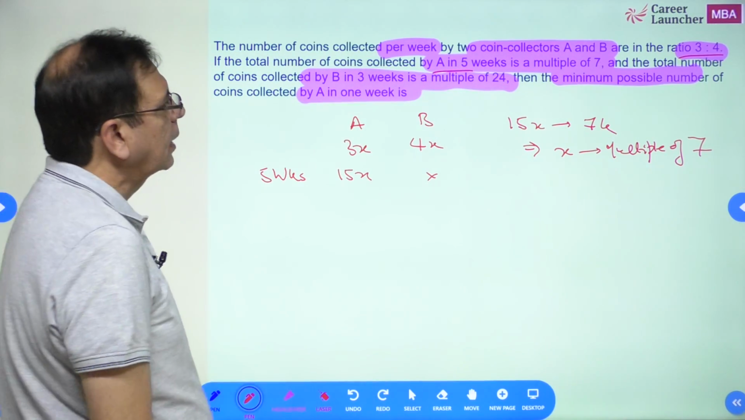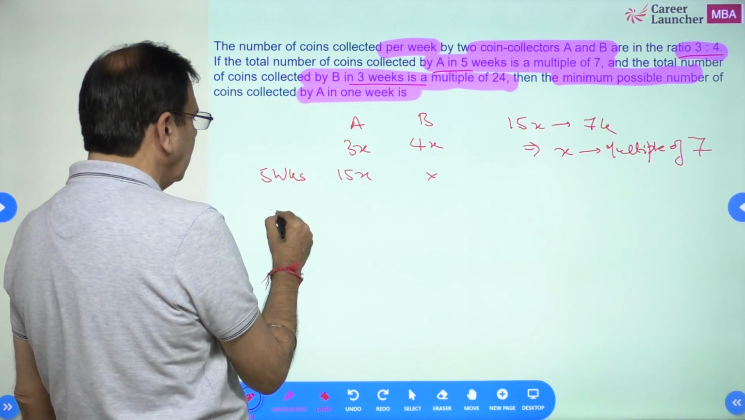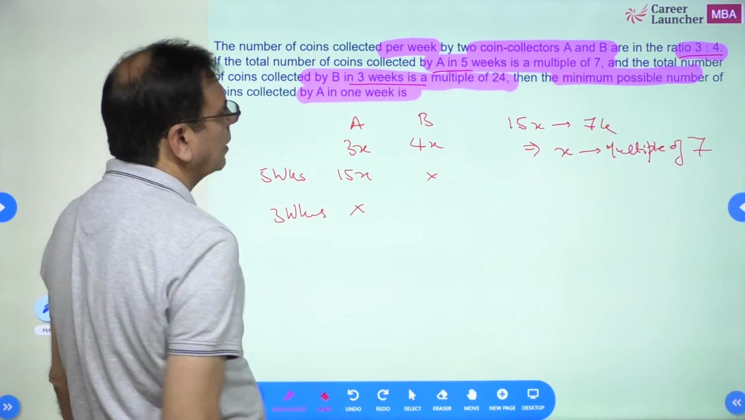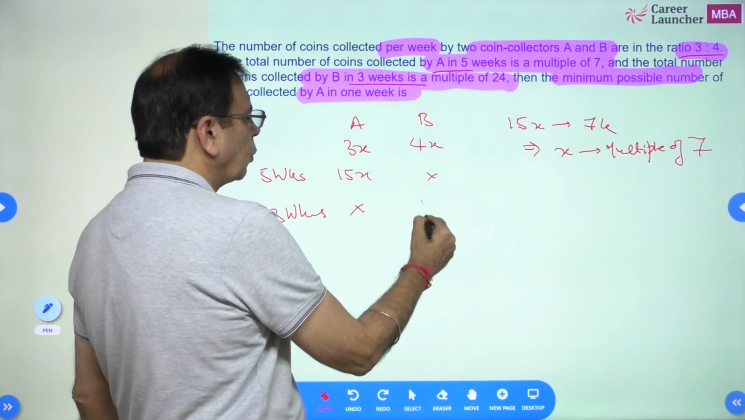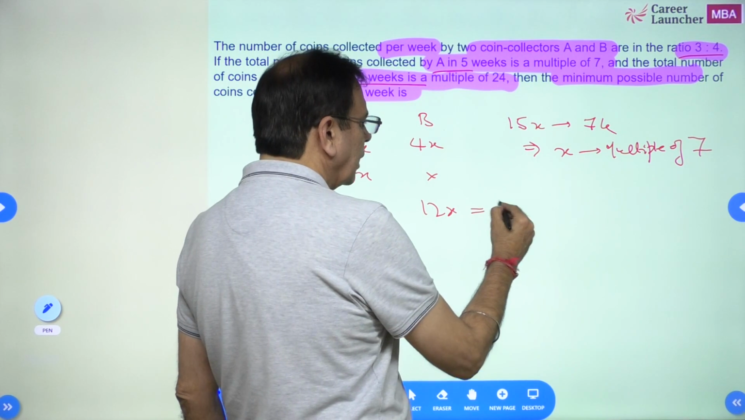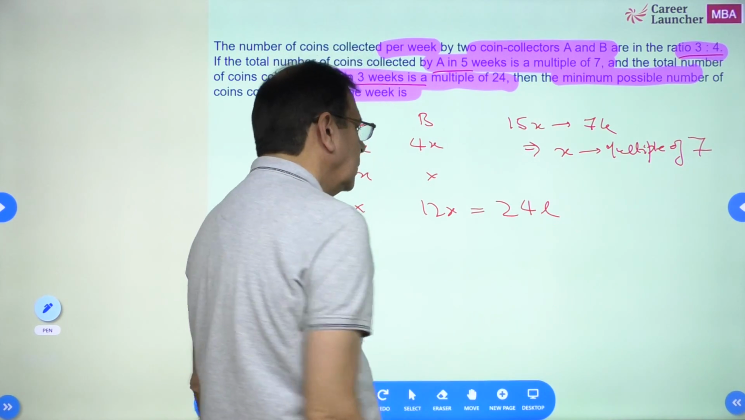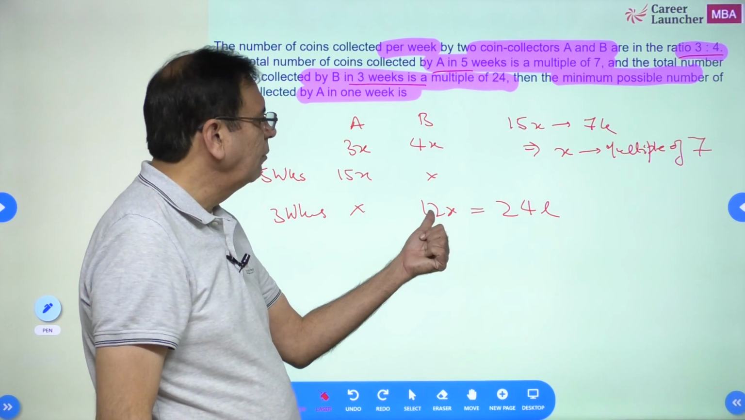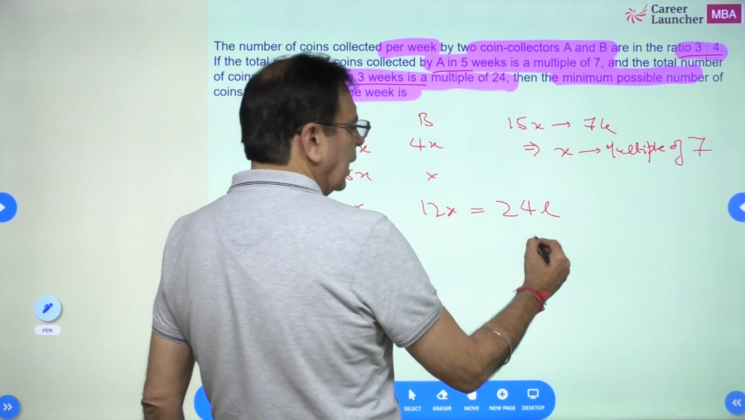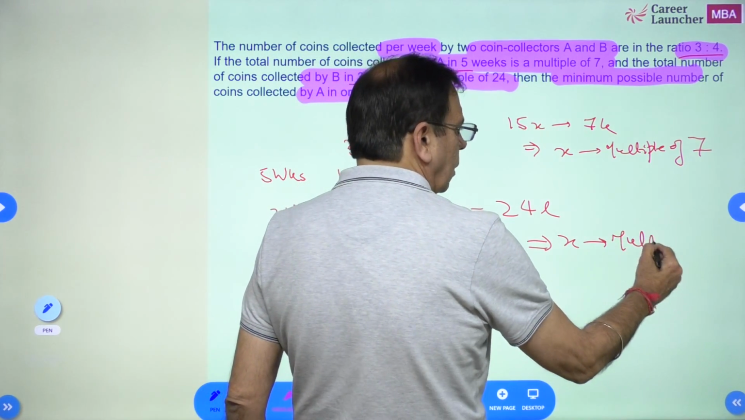चलो अब दूसरे पे आ जाते हैं. Total number of coins collected by B in 3 weeks. 3 weeks में हमें अब A से कोई लेना नहीं, B की बात करते हैं. In 3 weeks, how much will he do? 12x. And this has to be a multiple of 24. If this has to be some multiple of 24, let's say L. Now x, 12 is there, so x has to be a multiple of 2. So this is telling me that x should be a multiple of 2.